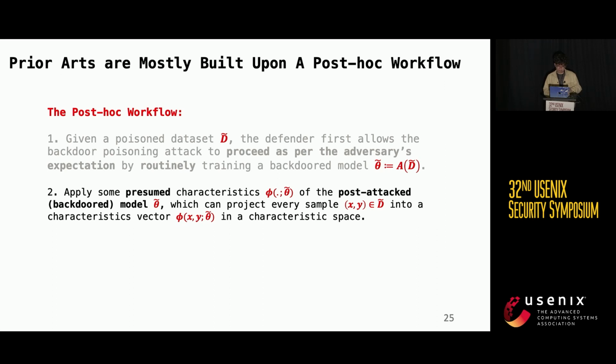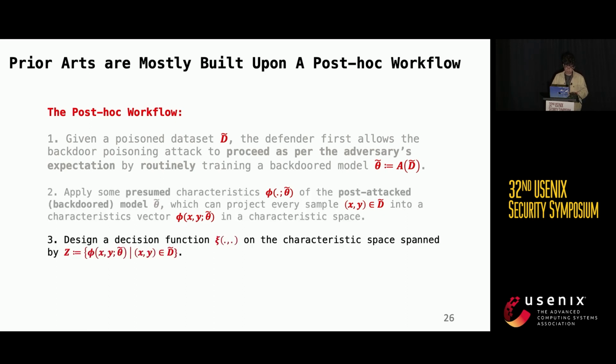And then the defender usually will presume some characteristics of the backdoor model. They basically just use some assumed characteristic function to project every sample in the poison data set into a characteristic vector in a characteristic space. And then they further design a decision function on the characteristic space of these vectors.